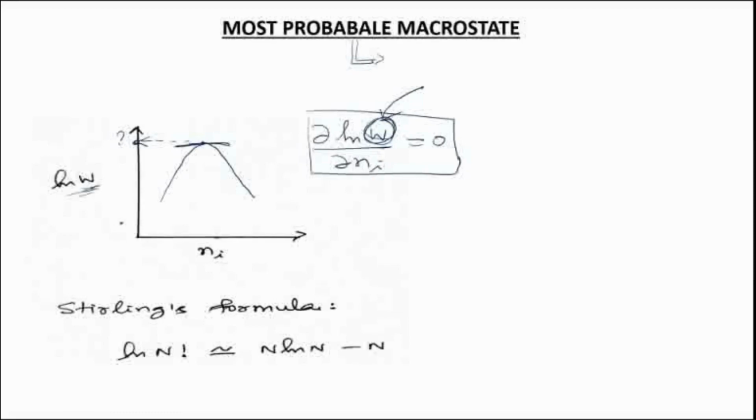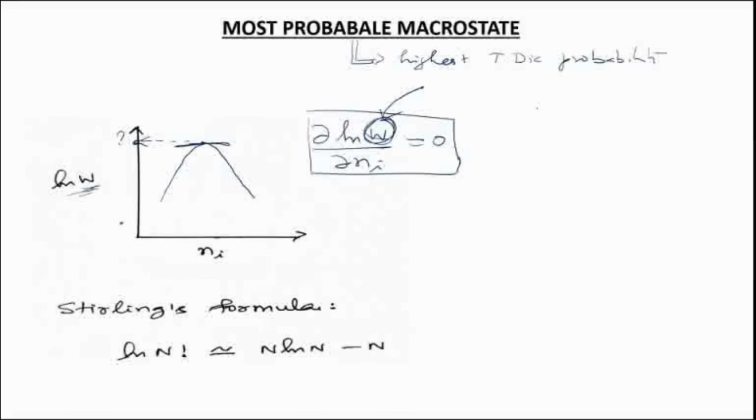So the most probable macrostate is the macrostate having the highest thermodynamic probability value. Simple. And why do we need to do that? Why do we need to find out the most probable macrostate?